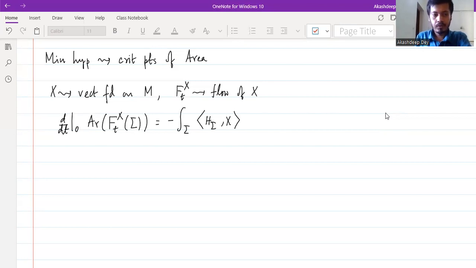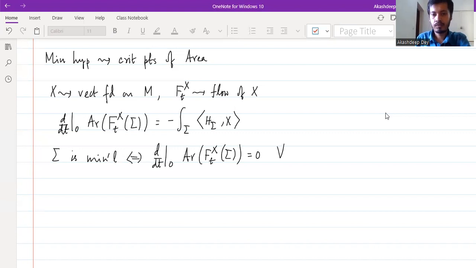And sigma is called minimal if and only if d/dt at 0 of area of F_X^t(sigma) is equal to 0 for all X. And from this first variation formula, we can see that this is 0 if and only if the mean curvature vector of sigma is identically equal to 0. So sigma is minimal if and only if the mean curvature of sigma is identically equal to 0.